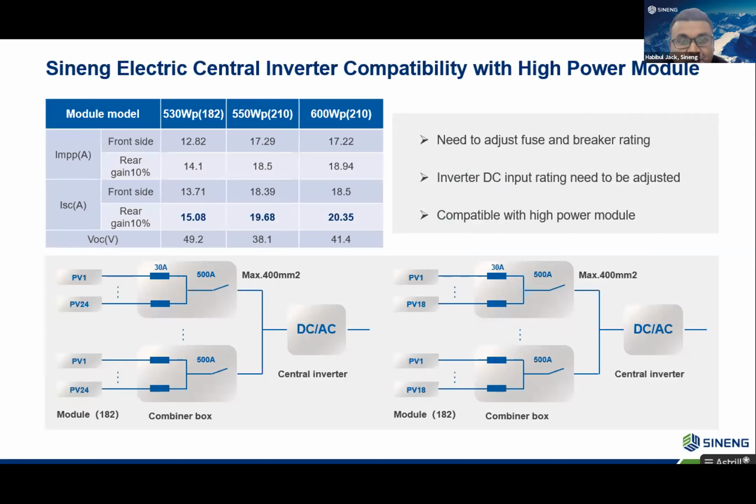So as the maximum short circuit of the central inverter is higher, there is no constraint in array designing with high power module. However, input fuse and breaker rating of the combiner box need to be adjusted. And along with that, the DC fuse rating will also need to be adjusted.